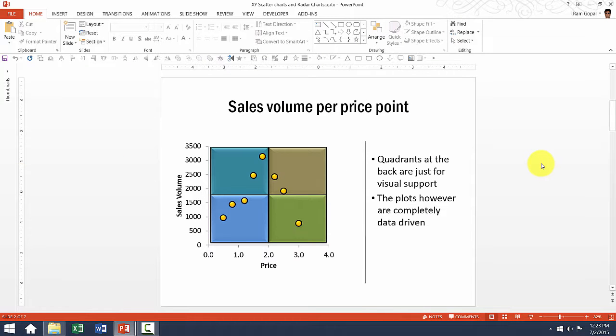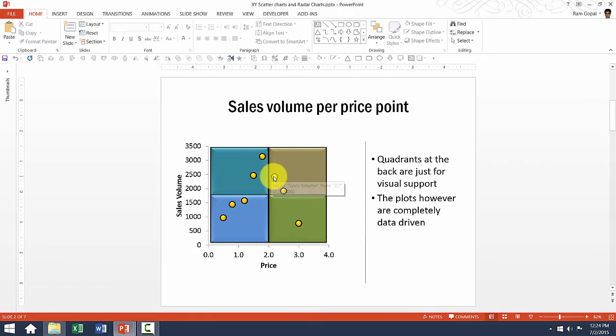This shows sales volume per price point. In other words, this chart shows how sales volume is affected by the change in price. It shows that when the price is low, the volume is low. When the price is increased to a certain level, the volume increases significantly. And after a certain level, if you increase the price, then the sales volume goes down. So that is what is shown here in this specific chart.